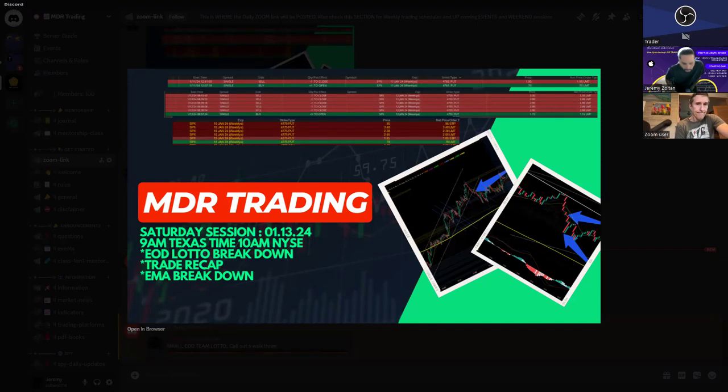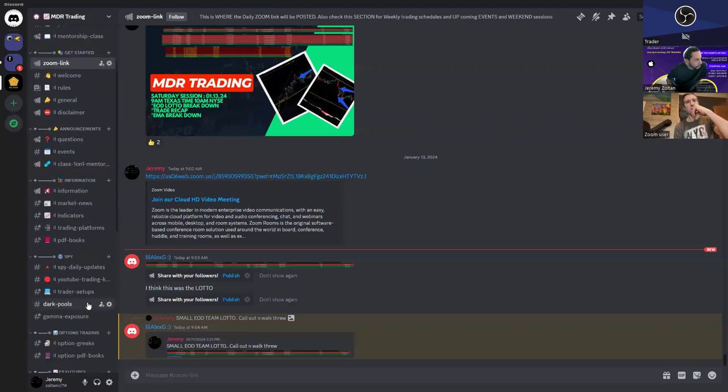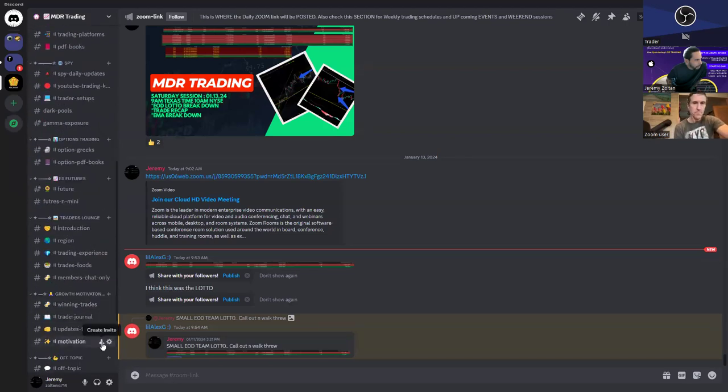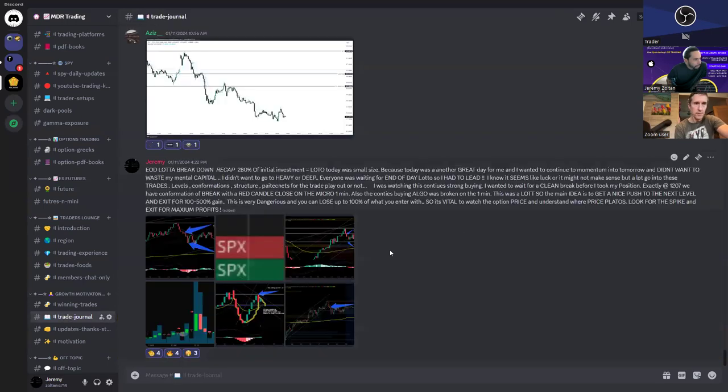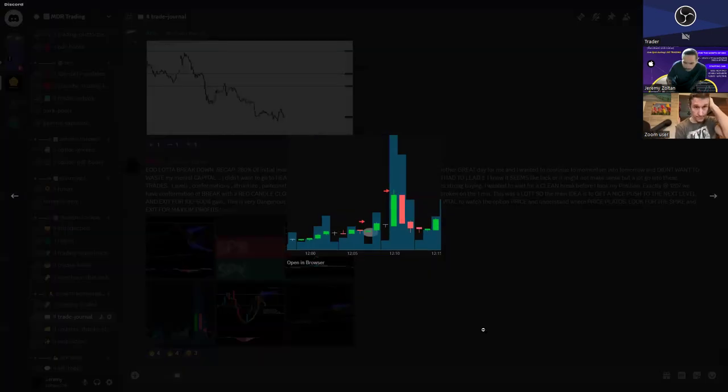Something real quick. This trade recap was pretty quick, and the lotto breakdown is always hard to do because the option price is no longer there the next day. So from now on, I'll take some photos of the option block right at the time. For example, this one right here, you see that? This is an example of the price plateauing at 12.05. The price plateaued, and then we had a big spike. This is the option price, and this is where we entered at 12.07 or whatever.